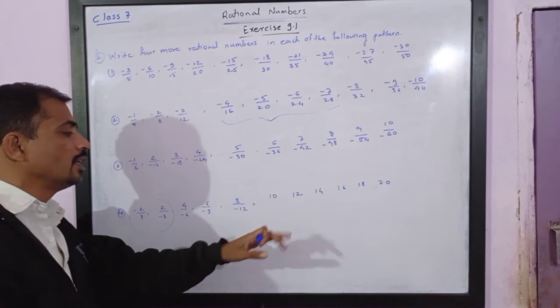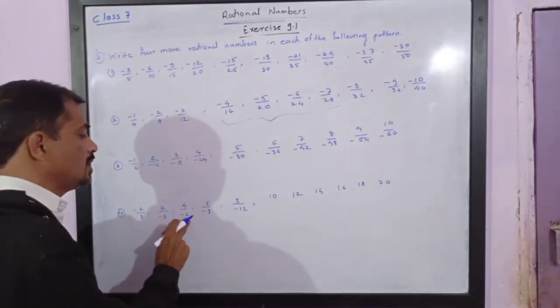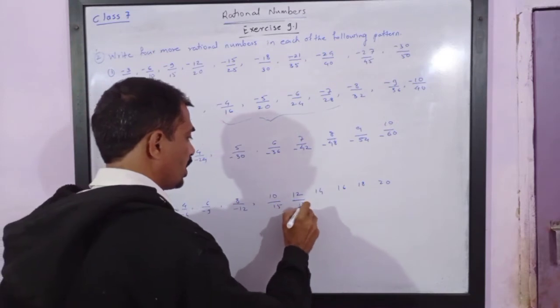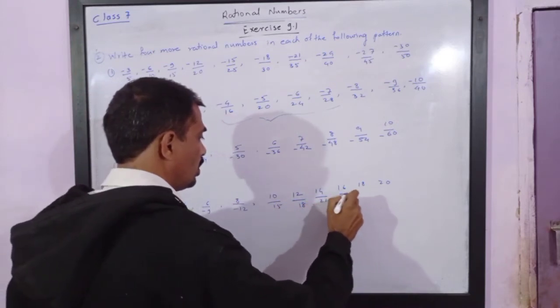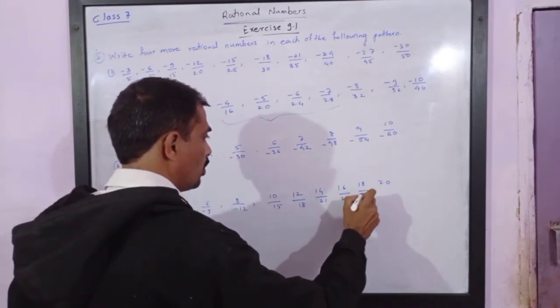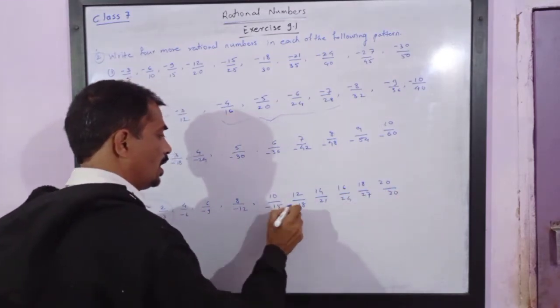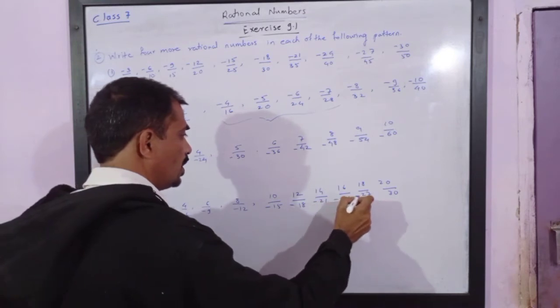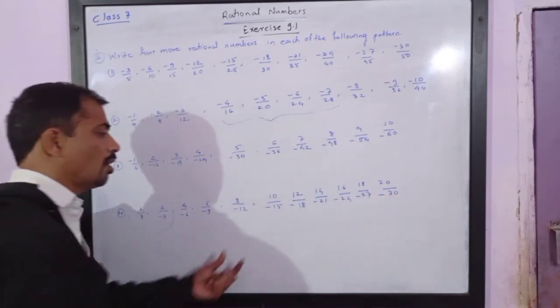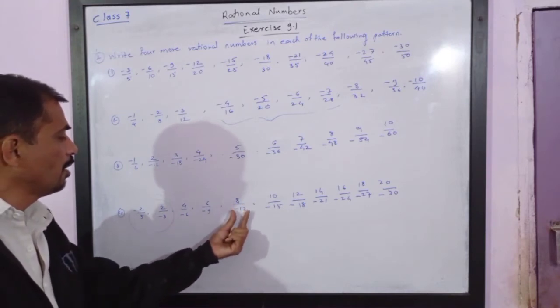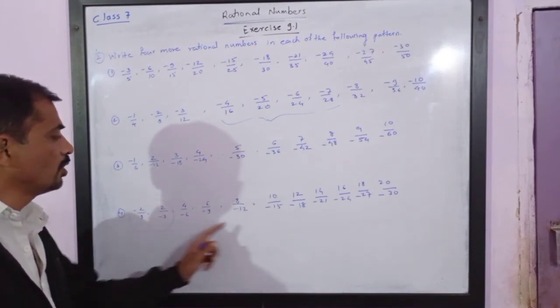Denominators are in the table of 3. So, you will say 3, 6, 9, 12, 15, 18, 21, 24, 27, 30. Please note, negative sign is given in front of the denominator. Or you can see the next fraction can be obtained by multiplying by 4. 4 2s are 8 and 4 3s are 12.